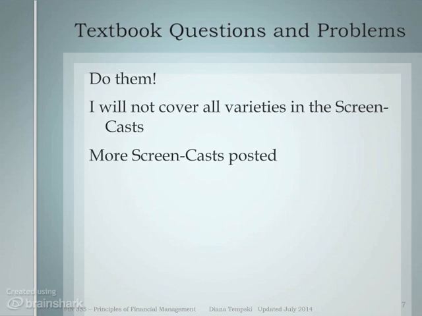I don't cover all of them as just noted in the screencasts or in the problem set, but I do have other screencasts posted. I have the preferred stock valuation proof screencast for you, and I also have the non-constant growth screencast, which you should listen to next, and then a screencast to match the problems for you. So use those to your benefit and practice the problems in the textbook.